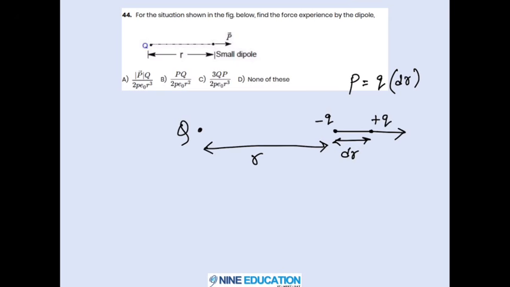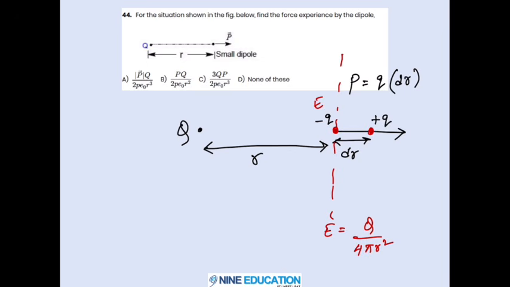Yes. Now tell me what is the force acting on this dipole due to this. Can you tell me what is the electric field on this dipole due to this charge? Electric field is very simple. The electric field due to this charge in this region is equal to q by 4 pi epsilon naught r square. This is the electric field. So I can say the electric field at this point is E.